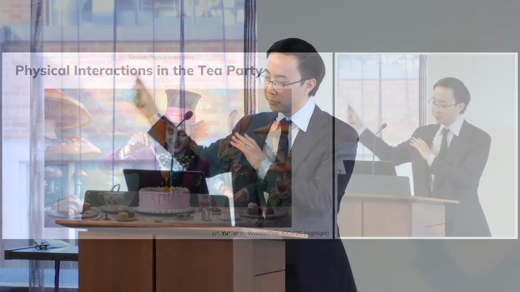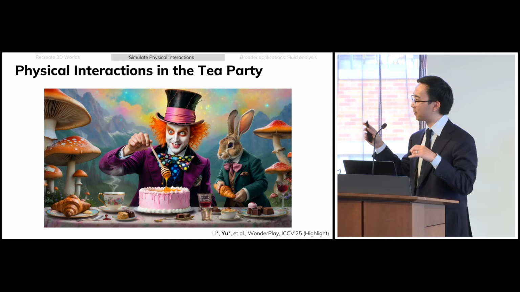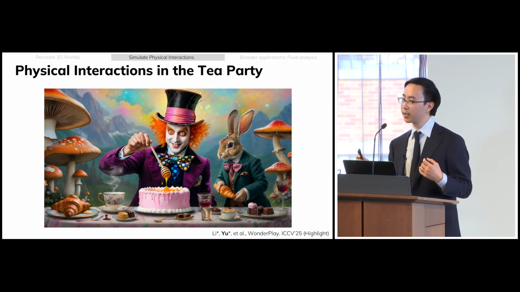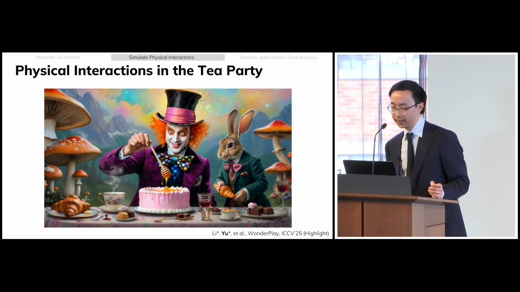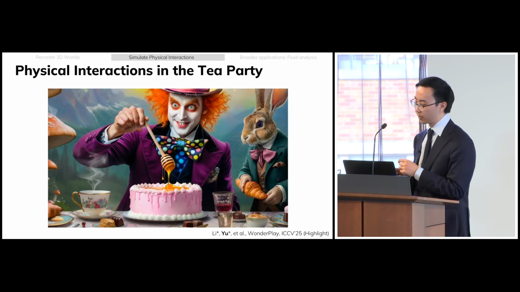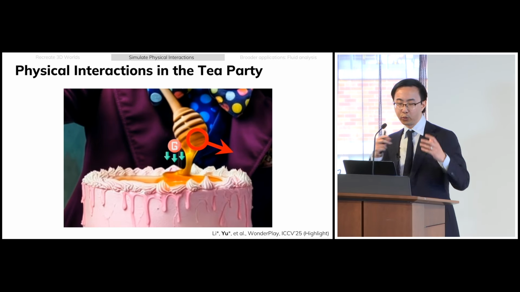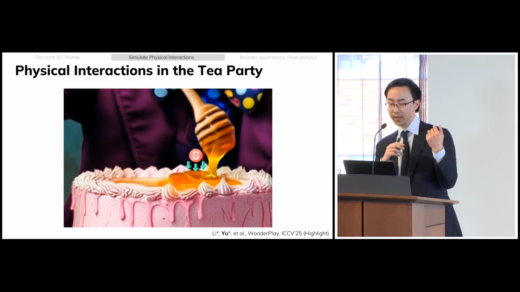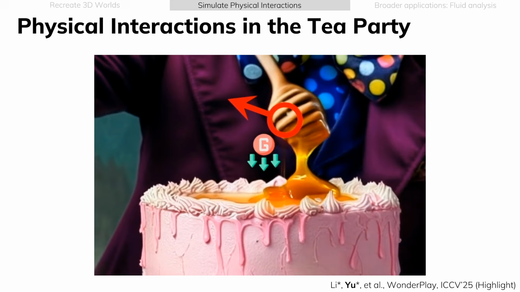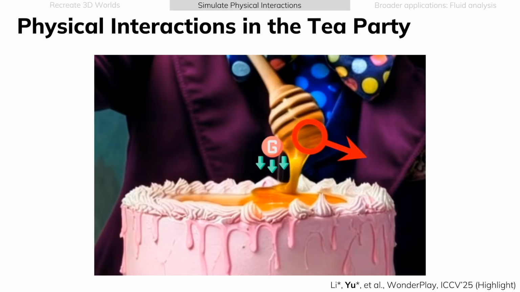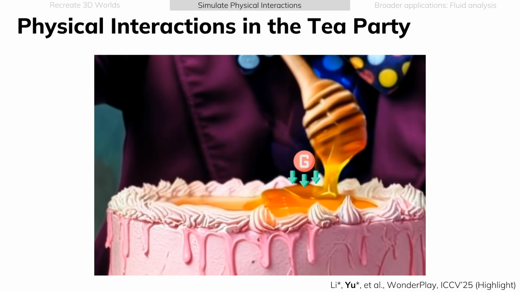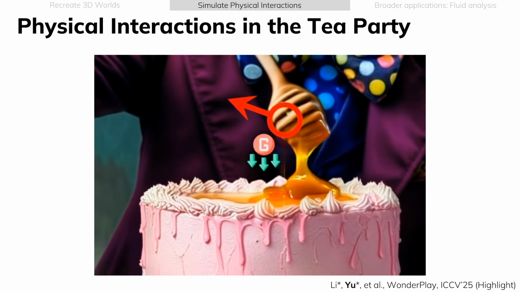Okay, so let's move on to the simulation of physical interactions. So now we can answer the question of what happens if we could really interact with the Wonderland. So here's the Mad Hatter's Tea Party. You can imagine, if we pull the honey stick back and forth, then we probably want to see that the honey drips down under gravity, and it also moves slowly over the cake because it is pretty viscous.